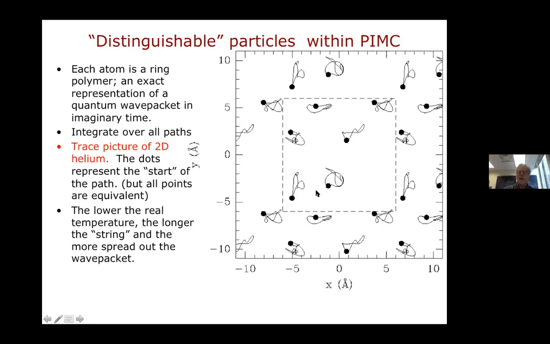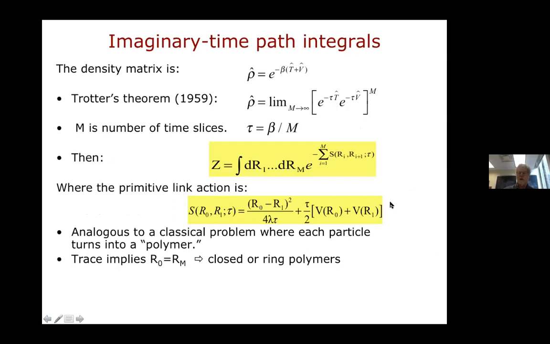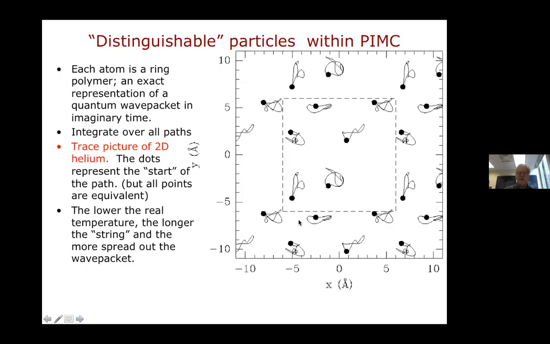And basically, in the Monte Carlo procedure, you have to move the atoms and you have to move the path. And there's an explicit probability for the path, which is what I've shown right here. You have to keep the atoms apart with the potential, and then this is a spring term, which keeps the points on the path close to each other. The lower the temperature, the longer the string or the elastic band. And so eventually when you have solid helium, it fills up the whole lattice site, and that represents the wave packet. And again, this is an exact mapping from quantum statistical mechanics into classical mechanics.